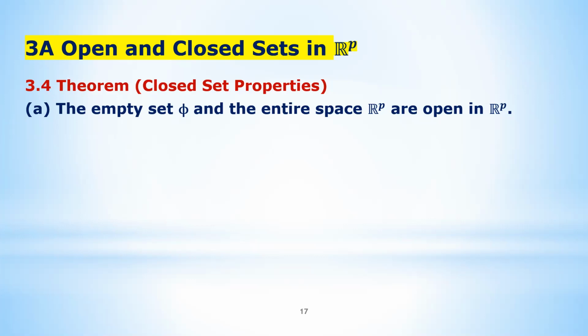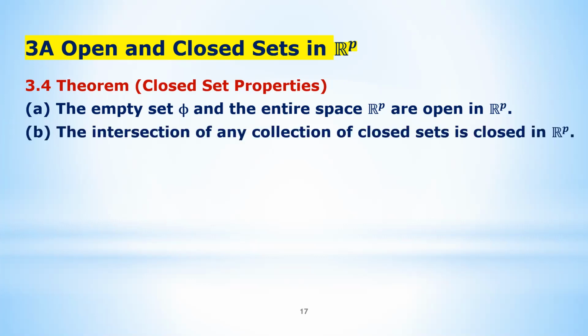Now why is that the case? This is because the empty set and the whole space are complements of each other. For instance, the complement of the empty set is the whole space. I know the whole space is open, so therefore the empty set has to be closed. So the empty set has to be both open and closed. For the same reason, the whole space is an open set and also a closed set because its complement is the empty set, which is closed. So part A is a trivial property.